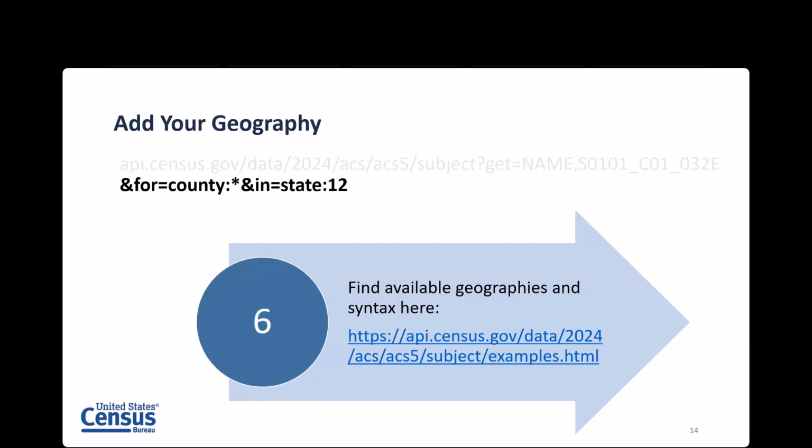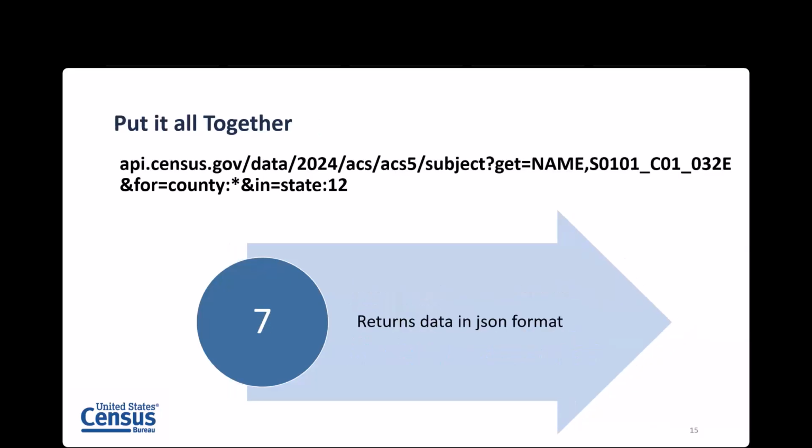That asterisk or wildcard basically says to the API, okay, I want everything of what's before this. So in this case, it's saying I want all counties there in the state that has a state FIPS code of 12. So you put all that together, you put it in your browser, you hit enter, and it's going to return data in a JSON format that's going to look something like this.